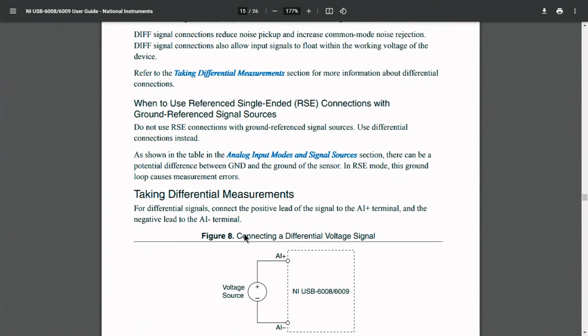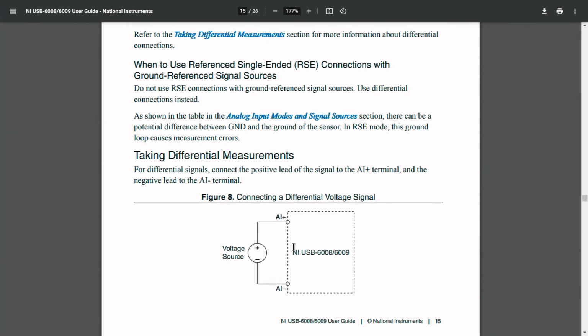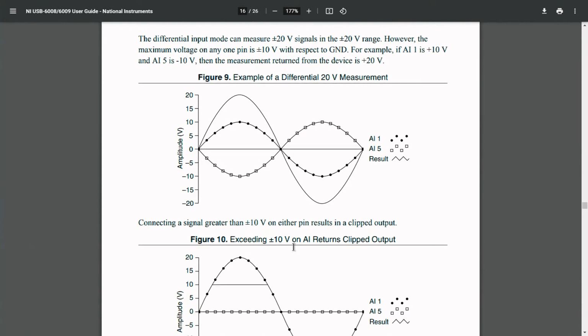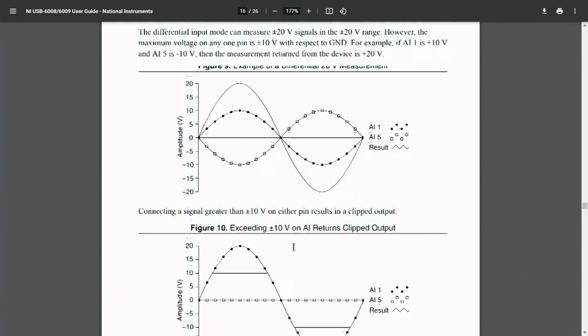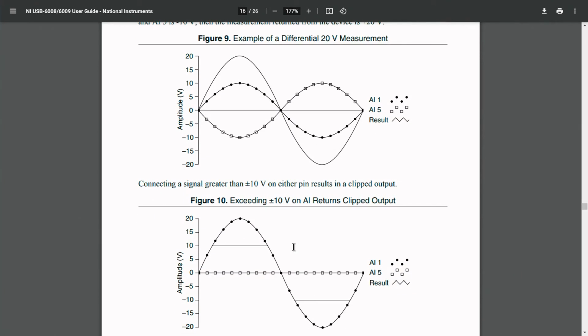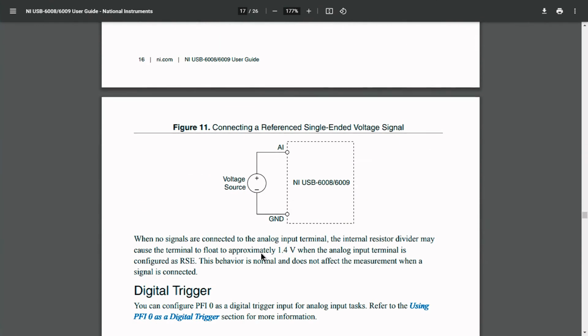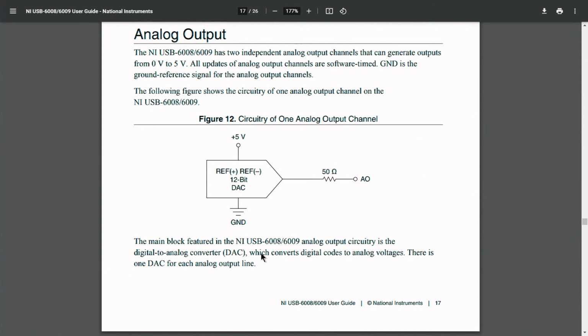Further information about the connections and how to take the differential measurements, what different sampling rates are to be considered, and what happens if the input voltage is greater than 10 volts, and how the signal will be represented, can be looked into for your own reference.